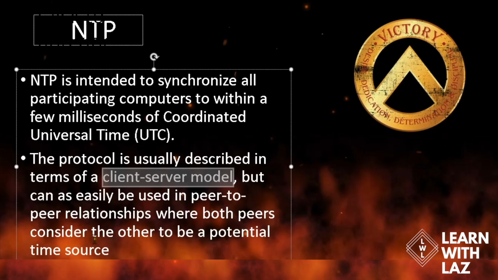It can easily be used for peer-to-peer relations where both peers consider the other to be a potential time source. In essence, we're doing a client-server model because two of them are going to be client-servers pointing to the router next to them. But in reality, it is a peer-to-peer relationship because they themselves will be supplying the time. It's not going to be a centralized atomic clock somewhere. So it's a combination of both, if you want to think about it that way.